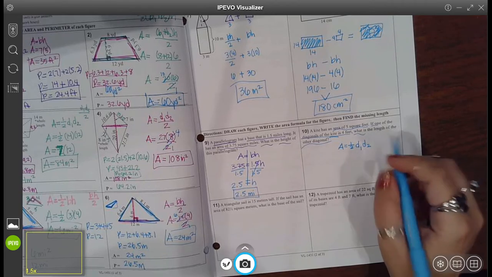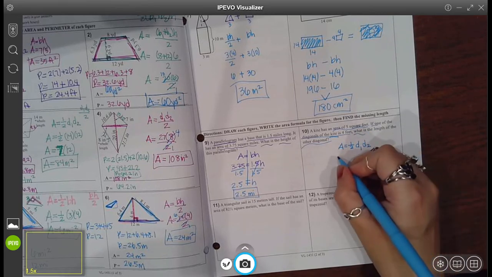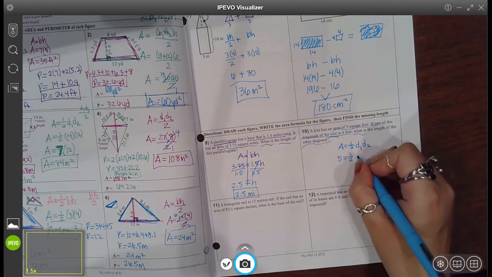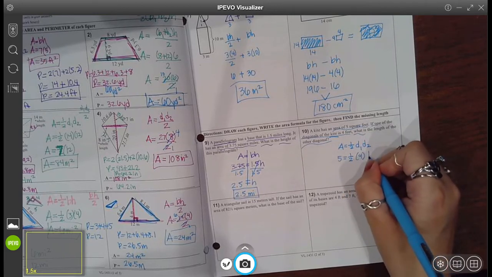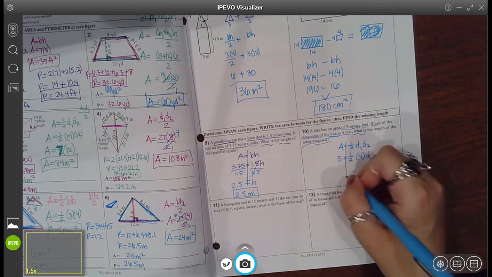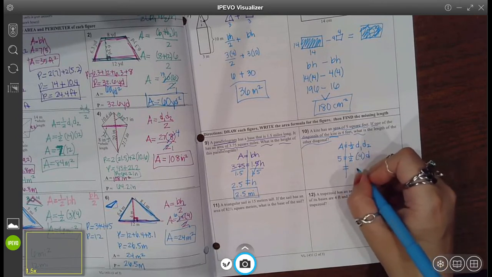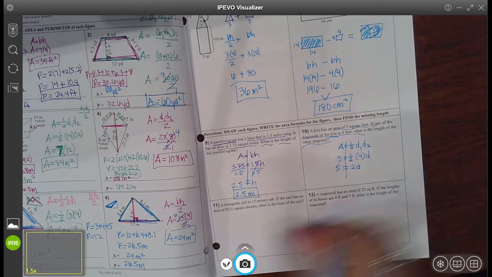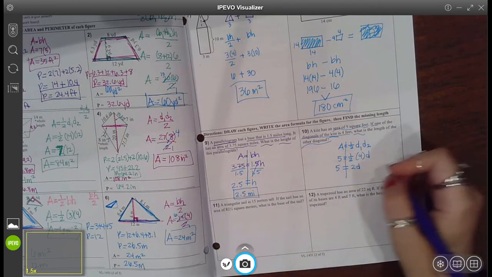They said, do we know the area? Yeah, the area is 5. Bring down your equals 1/2. One diagonal is 4, and we don't know that second one. So now simplify the right side. 1/2 of 4 is 2. Bring everything else down. So 2 times what is 5?